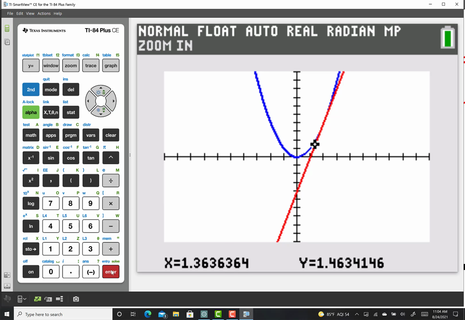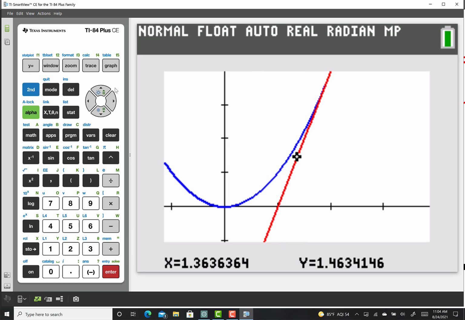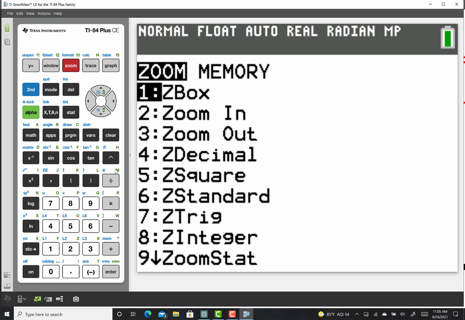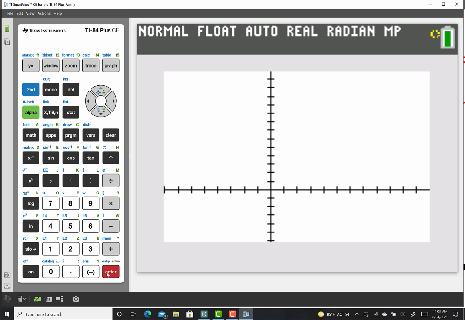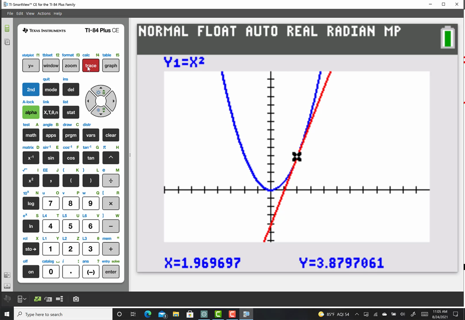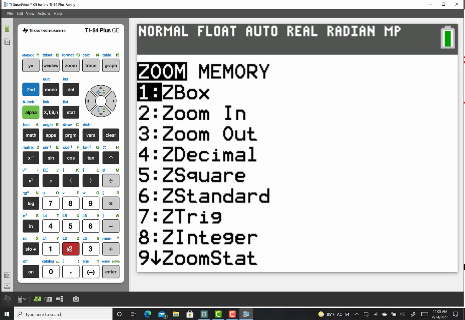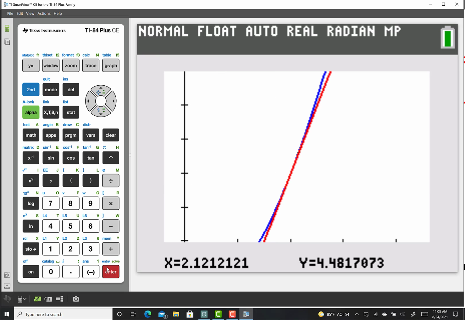Let me zoom in right there. Yeah, it looks like a trace. Okay, let me zoom out. Sorry, guys. Zoom out first, and then zoom in. Okay, now zoom in. It looks like a tangent. It's not. My graph is not super awesome. Kind of not liking that.